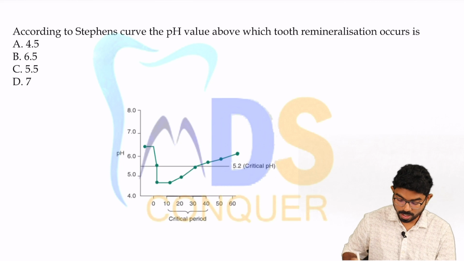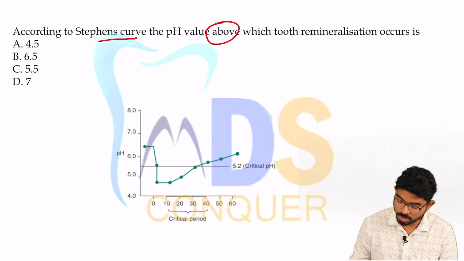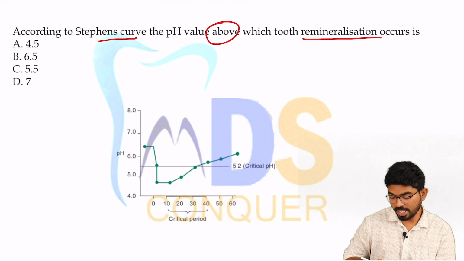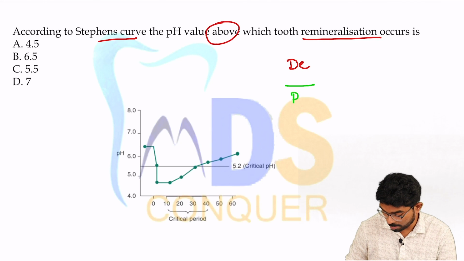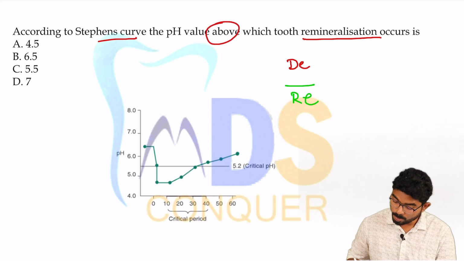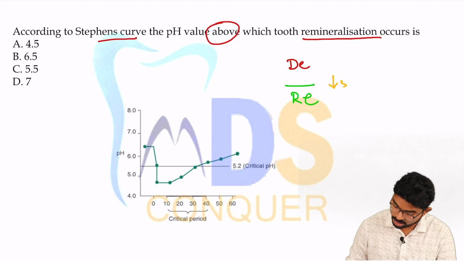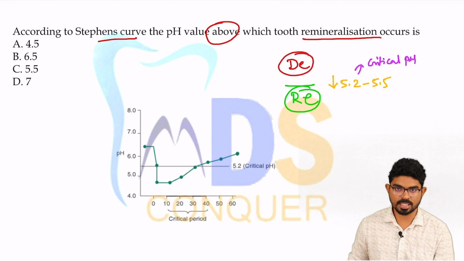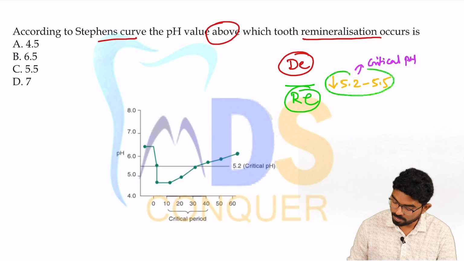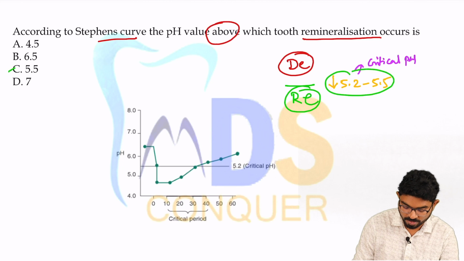Okay, the next question. According to Stephen's curve, the pH above which remineralization occurs. So if you take the remineralization and demineralization cycle, this is demineralization in red color and this is remineralization in green color. So the pH below which demineralization will occur moves around 5.2 to 5.5. 5.2 to 5.5 is nothing but the critical pH. So below 5.2 to 5.5 demineralization occurs, above 5.2 to 5.5 remineralization occurs. Okay, so the value should be somewhere near 5.2 to 5.5. Only one option is there.